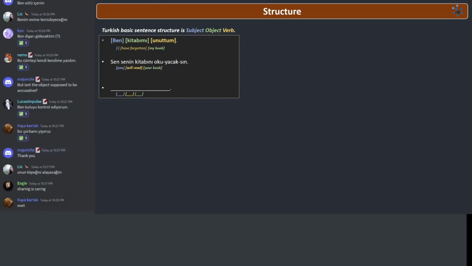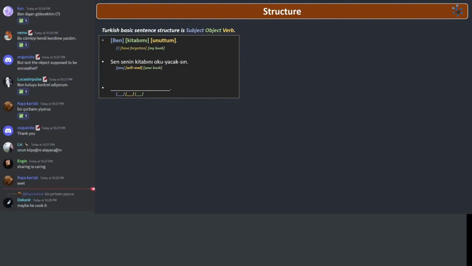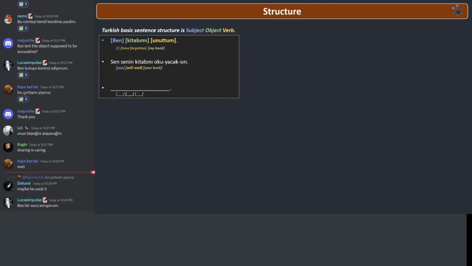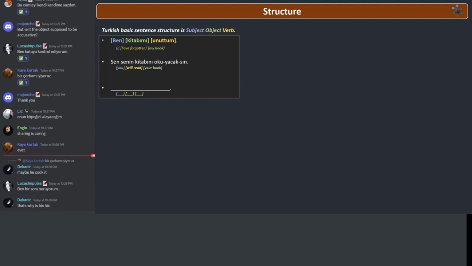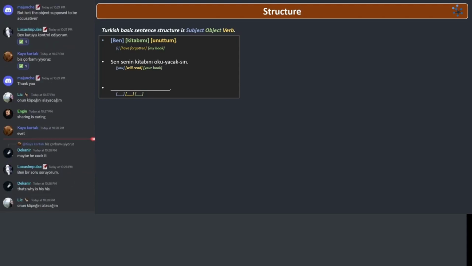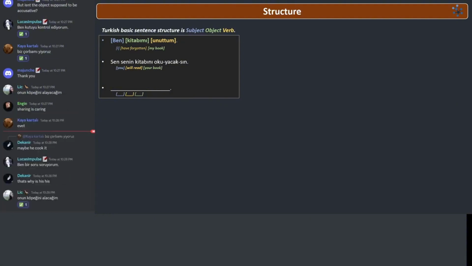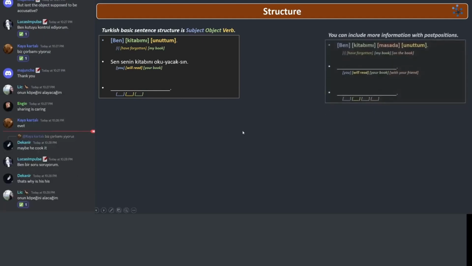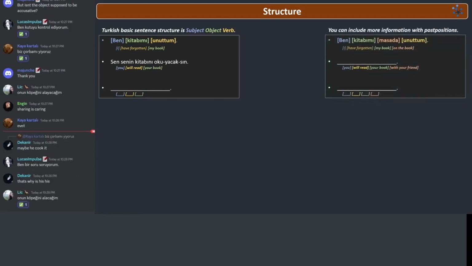Okay. So let's have the final examples and move to the other table. I want to show you how to include more information. So far we only had one object, but sometimes you may need to talk about the location, the locative case, the post positions. How do we do that? We do that by inserting the declined noun in the correct position.